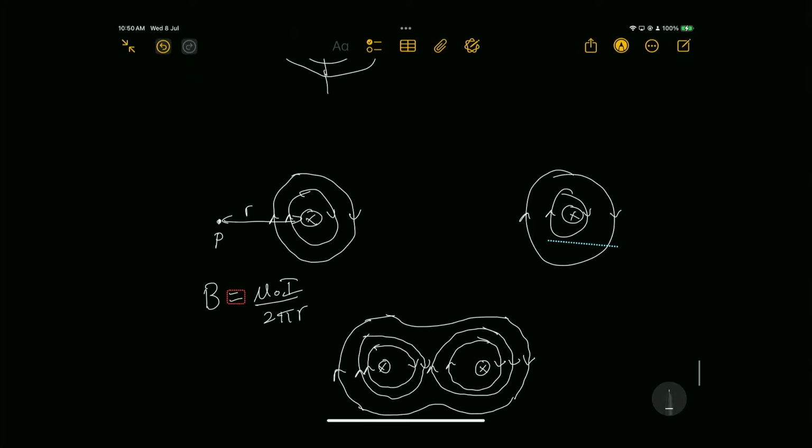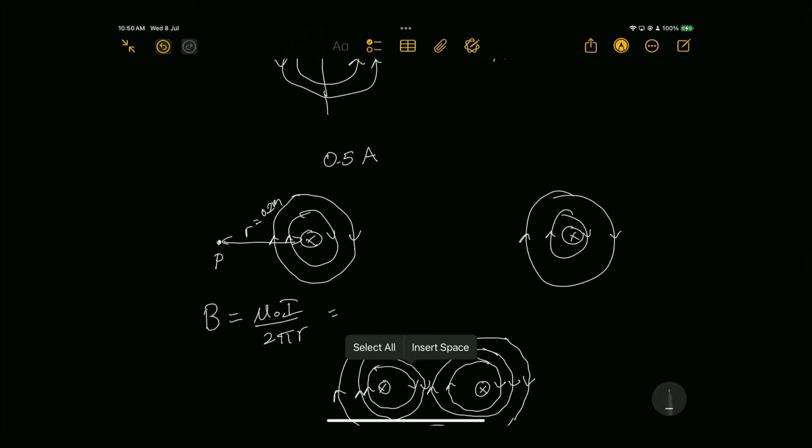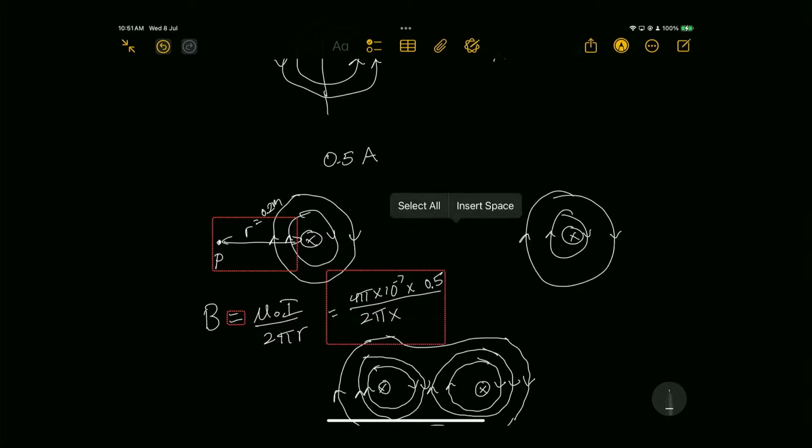So if the current in this wire is 0.5 amps and the distance r is equal to 0.2 meters, the magnetic field would be mu naught times I. So mu naught is the permeability of free space, which is 4 pi times 10 to the negative 7, times the current, which is 0.5, over 2 pi times the distance. So the distance is 0.2 meters.